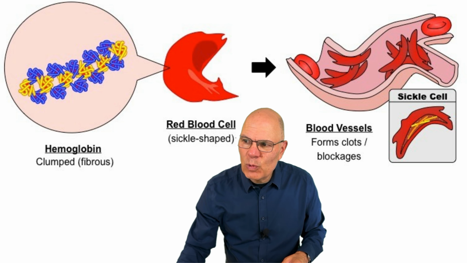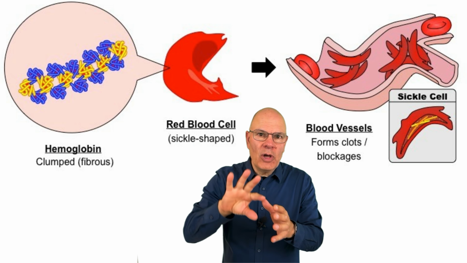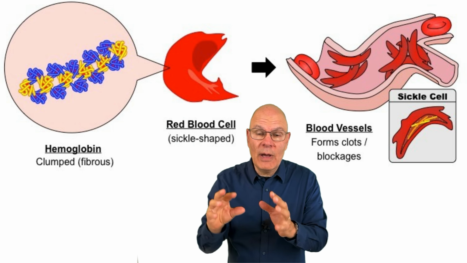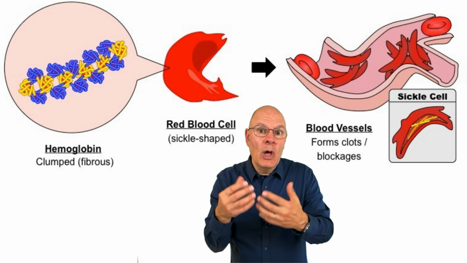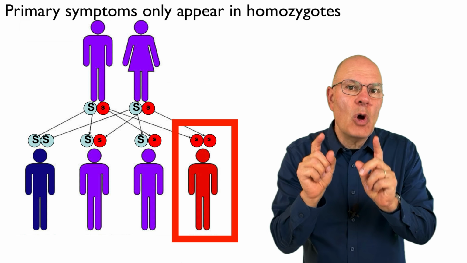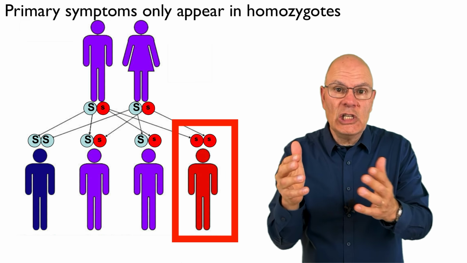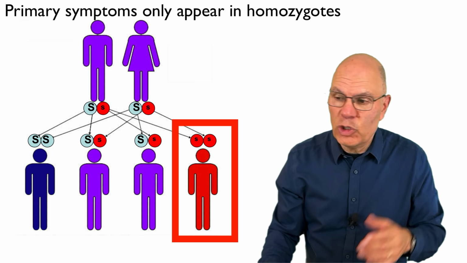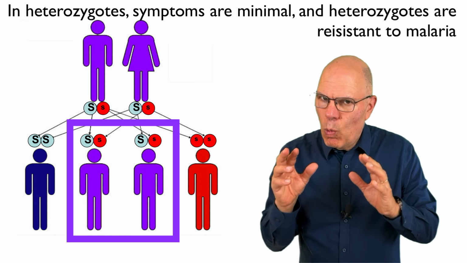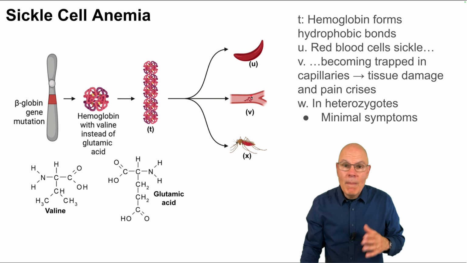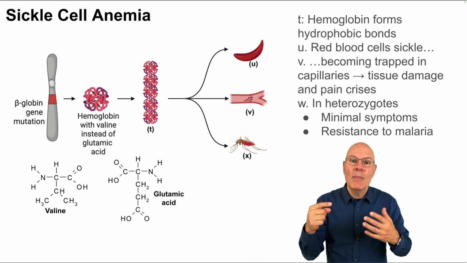These red blood cells will stick together and they'll get trapped in capillaries, and that will cause tissue damage downstream of the block, and it'll lead to these incredible pain crises. So those are the primary effects, and those only appear in people who inherit two genes, one from their mother and one from their father, two alleles. But in heterozygotes, having one copy of the allele leads to minimal symptoms, but resistance to the tropical disease malaria.